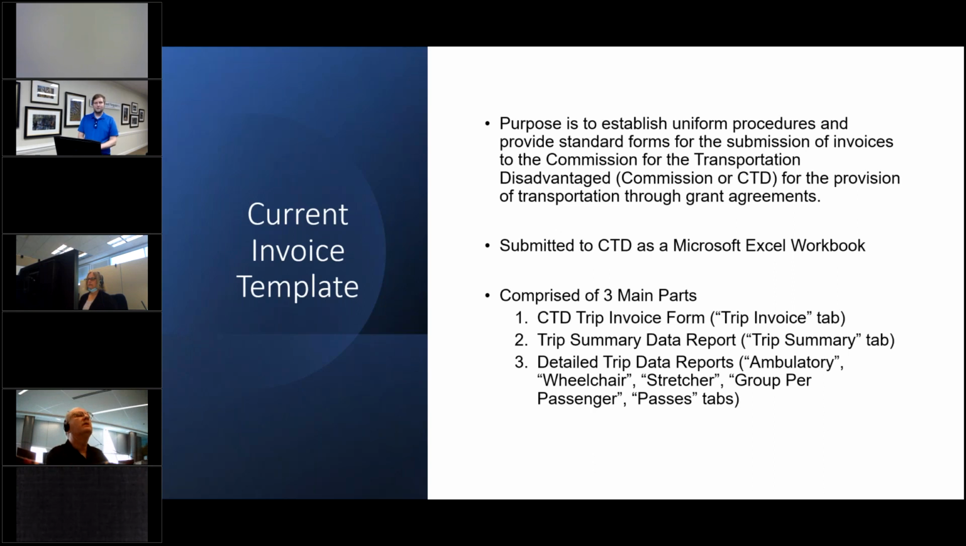There's the trip invoice form, which is the first tab in the Excel workbook. There's the trip summary data report, which is the second tab in the workbook. And then there's the detailed trip data reports, which are individual tabs, as you'll see there, that follow the first two tabs: ambulatory, wheelchair, etc.